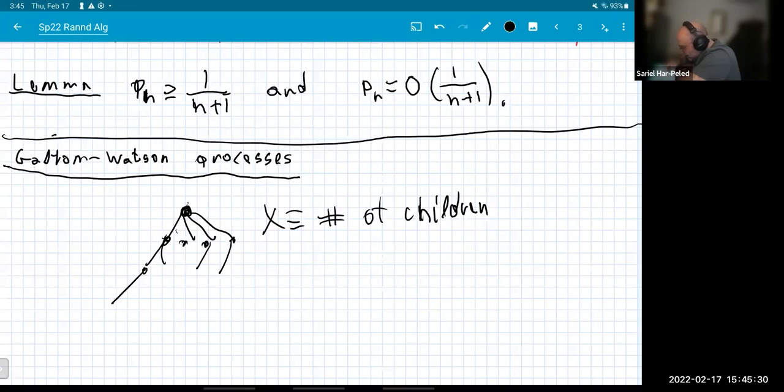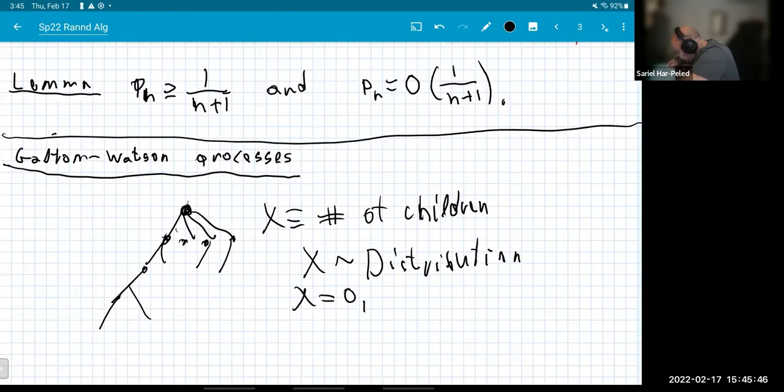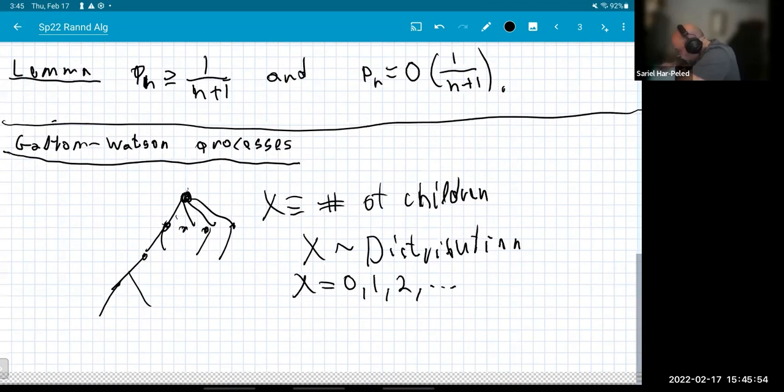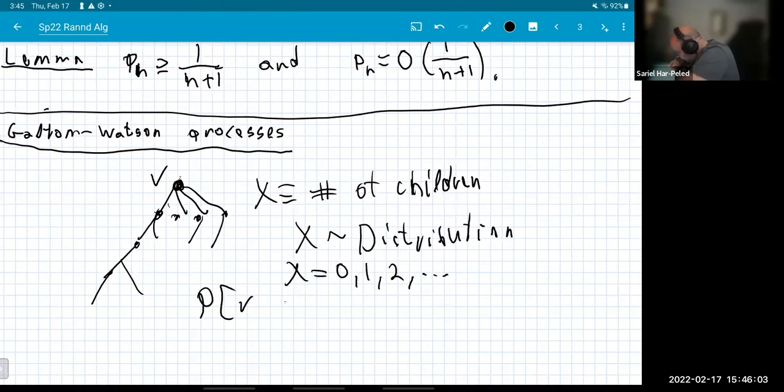And now this tree continues, and essentially the question is, if I give you X and its distribution, is there a condition that tells me whether or not, so X can be 0, 1, 2, and so on, and the question is, what's the probability that, let's call the root V, V generates an infinite tree? Infinite.